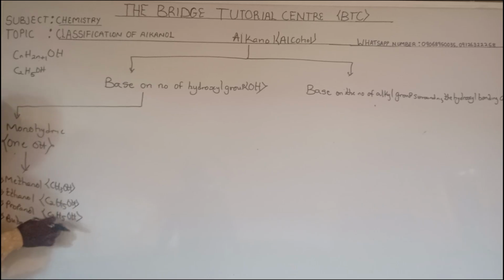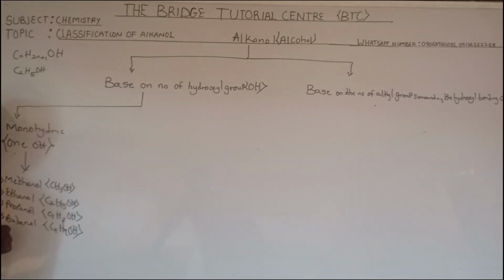Don't forget that we are adding CH2 to this to get this. So instead of C2H5, it will be C3. You add 2 to this hydrogen, it will now be H7. That's propanol. Sorry about that. We have butanol to be C4H, add 2 to H7, that will be H9OH.